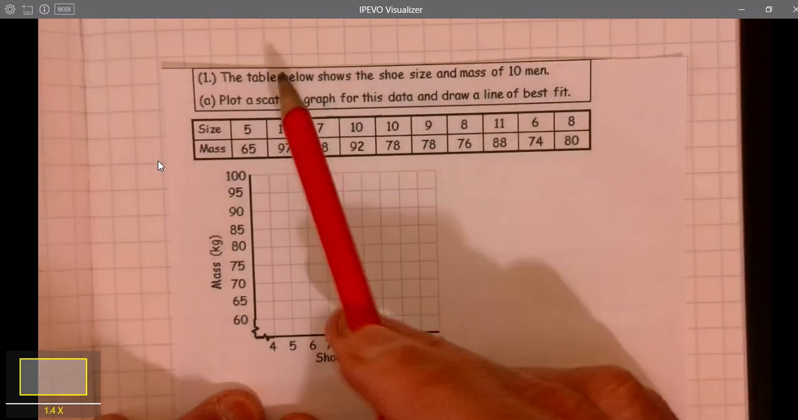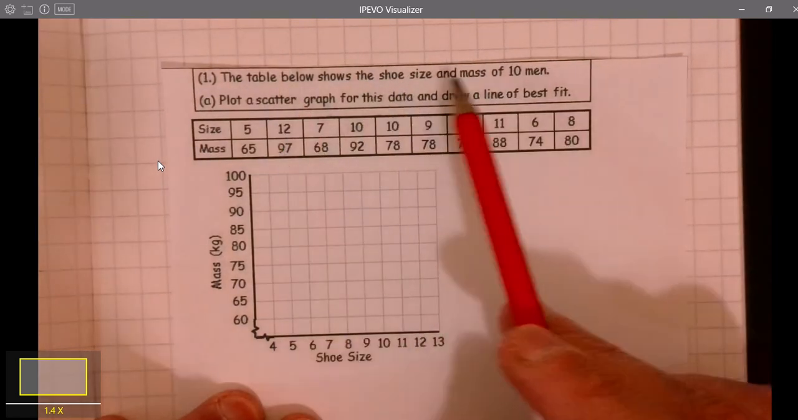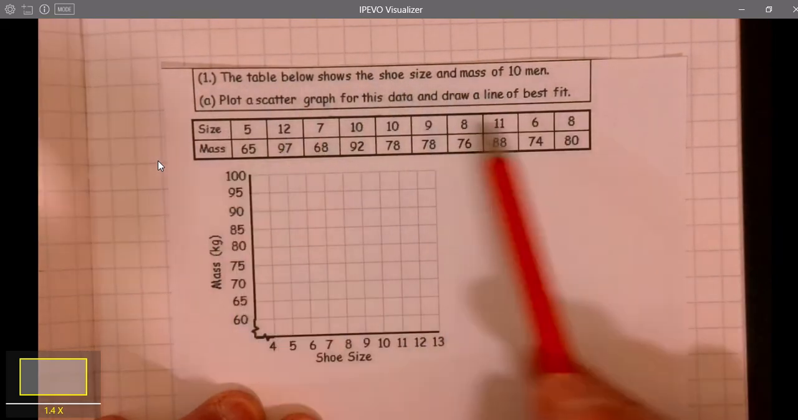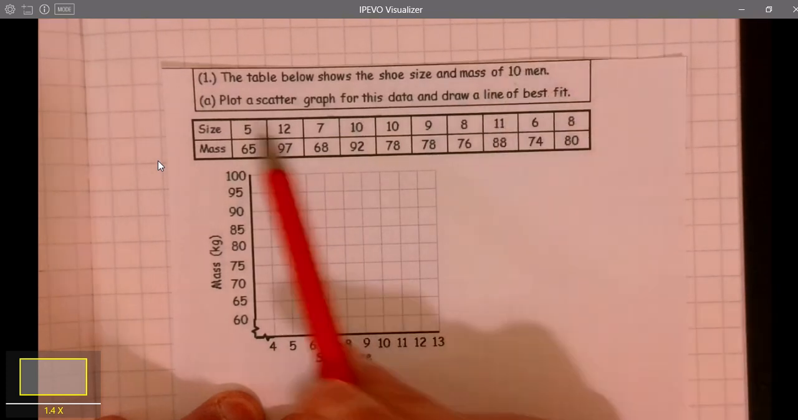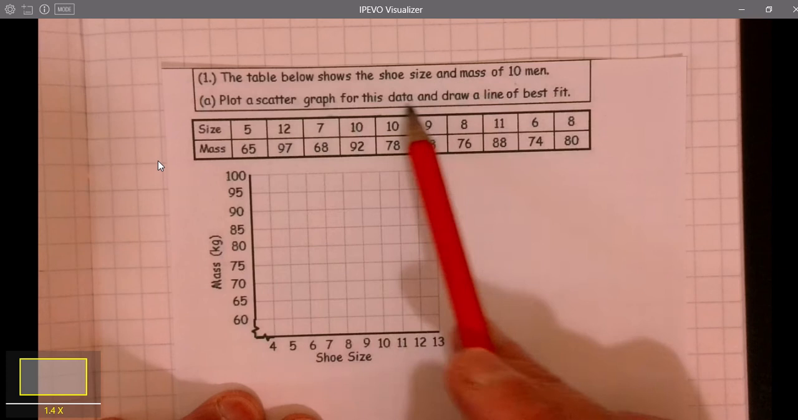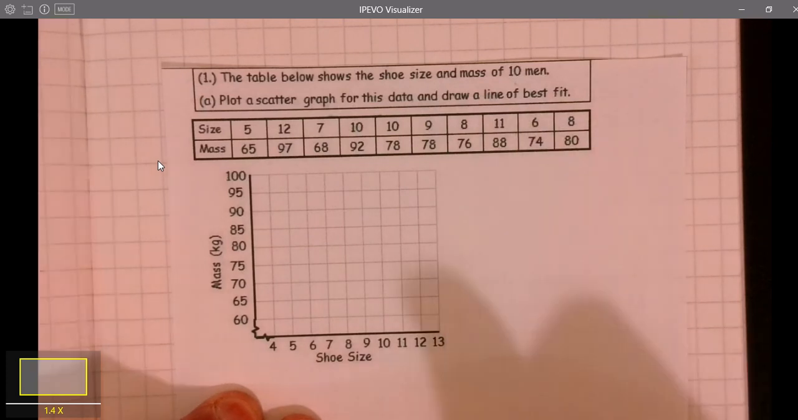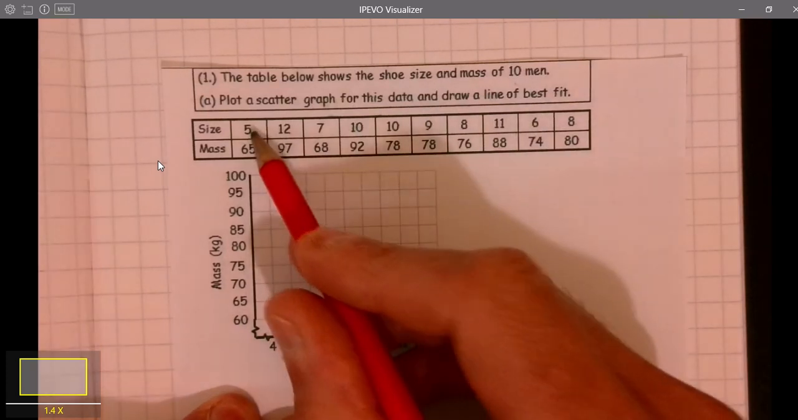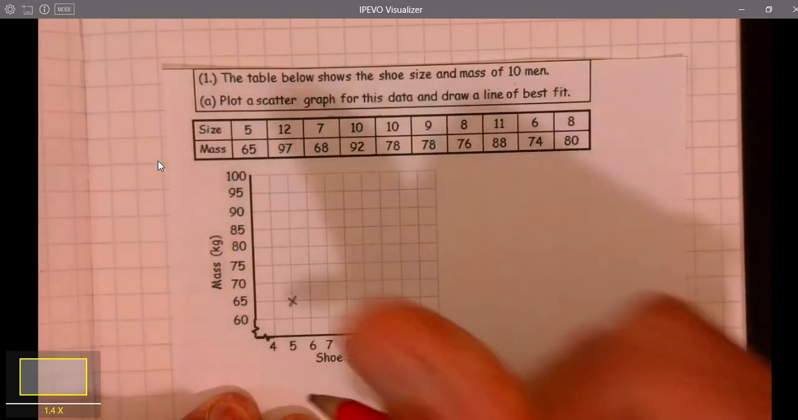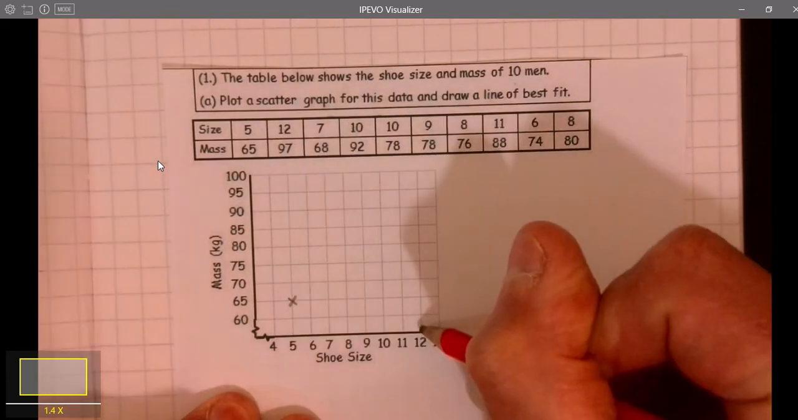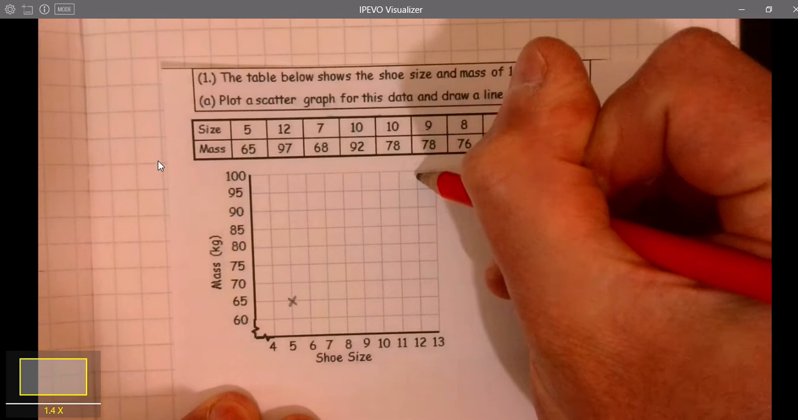So the table below shows the shoe size and mass of 10 men. Plot a scatter graph for this data and draw a line of best fit. So here we go. The first person was 5 and 65. I just put a little cross there. And then the next person was 12 and 97.